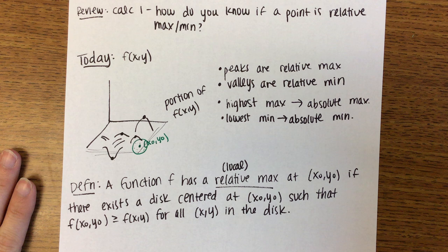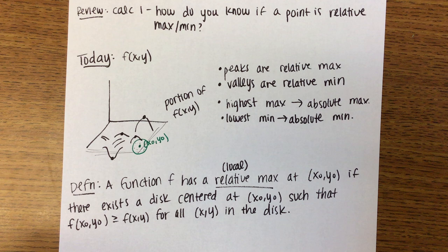In Calc 1, you didn't look at a disk, though. You looked just at an interval. So if you were looking at x equals 2, you created an interval centered at x equals 2, and as long as y was bigger at x equals 2 than every other point, that was called a relative max. Sound familiar? Okay, I'm not going to write the definitions for all of them.